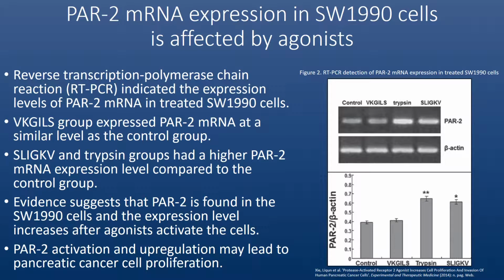The cells that received trypsin or SLIGKV treatment expressed higher PAR2 mRNA levels compared to the control group, with values of 0.645 plus or minus 0.038 and 0.612 plus or minus 0.042 respectively. Both were statistically significant based on p-values symbolized by the asterisks seen above the bars, where 2 asterisks means that the p-value was less than 0.01 and 1 asterisk meaning that the p-value was less than 0.05.